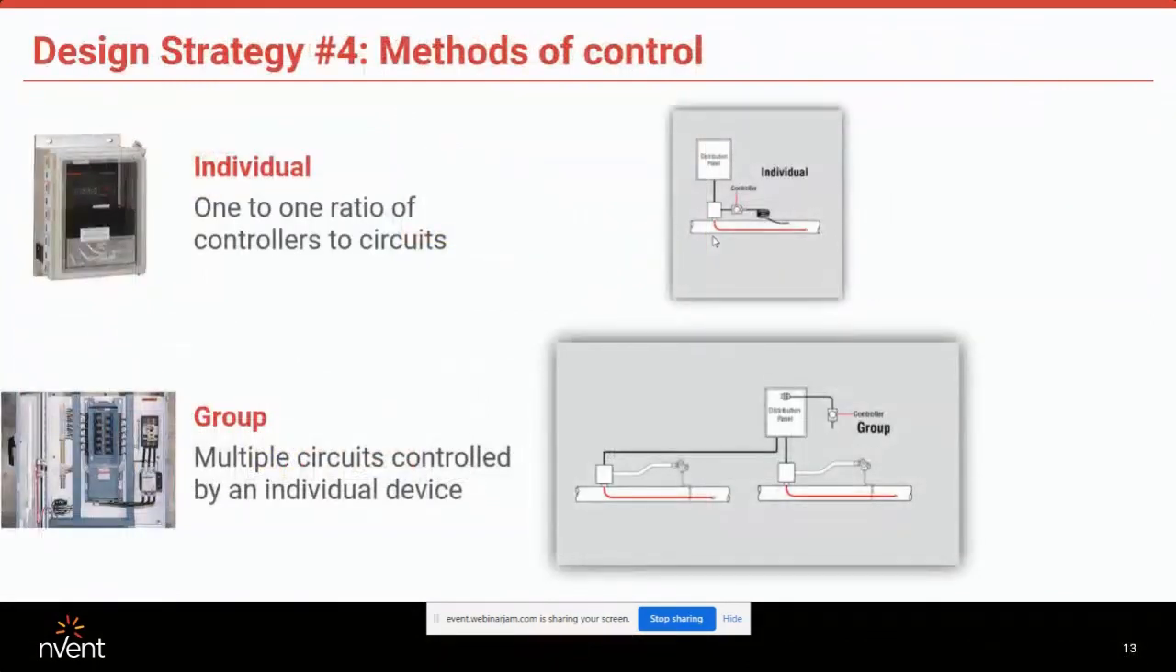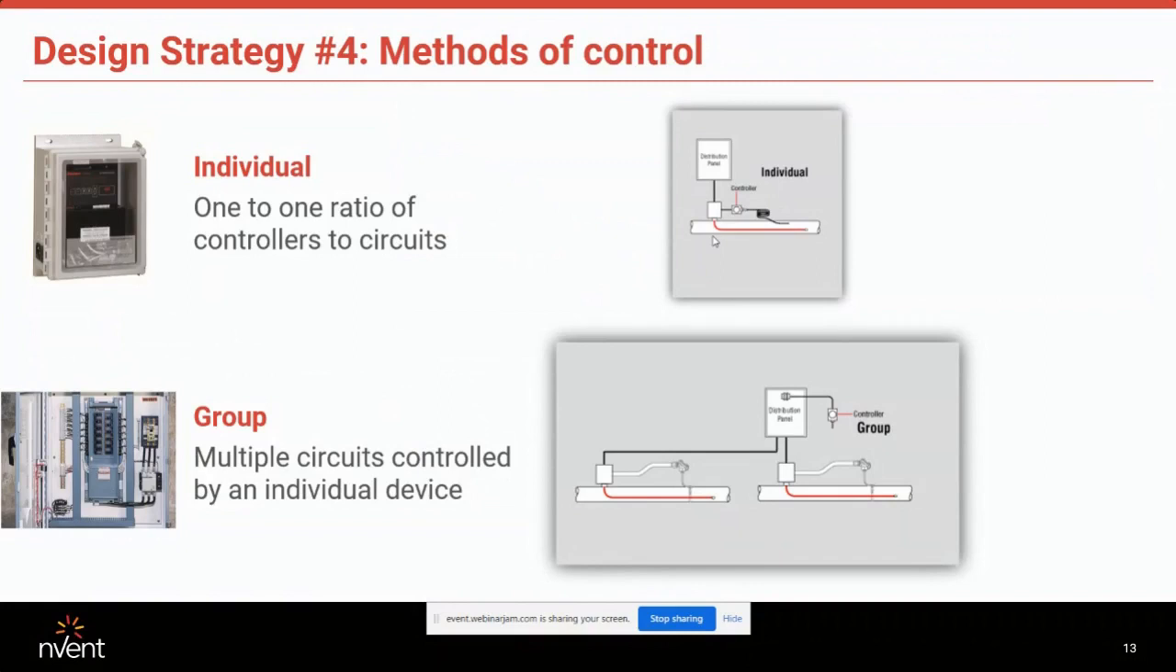Design strategy number 4. Methods of control. If you're looking for an individual control ratio, one circuit to one control, that might be a good design strategy if you're looking to have a tight band on that pipe temperature. You're trying to maintain a specific pipe temperature.